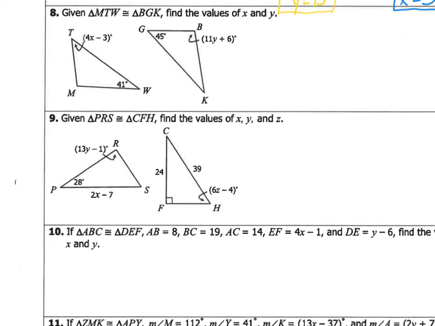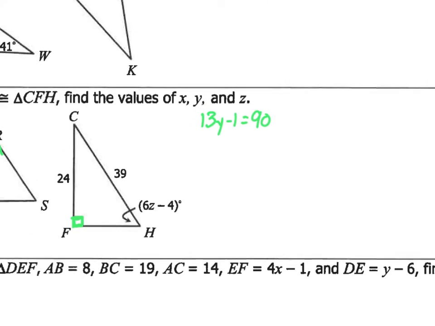All right, so we're going to look at two angles and a side. So angle R, this angle here, is the same as what other angle? F. So we know that this tells us what? What does that angle equal? But the little square in the corner tells us it's 90. So you can do 13y minus 1 equals 90. Do your math.